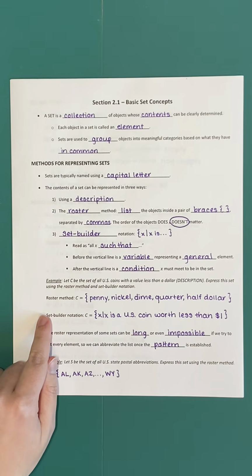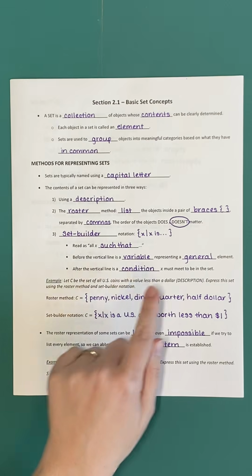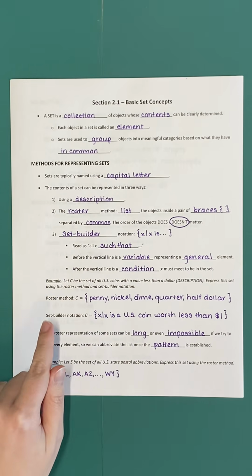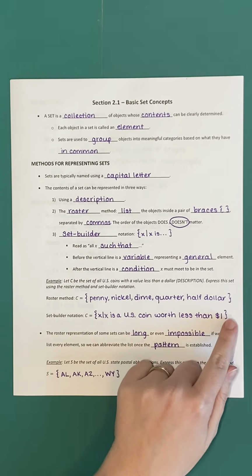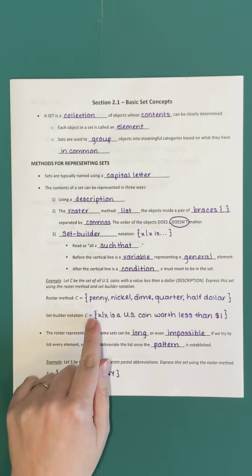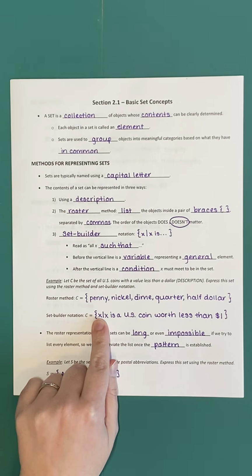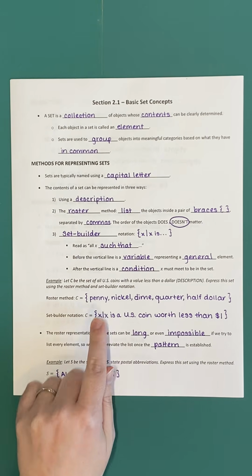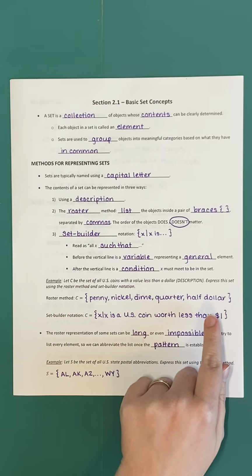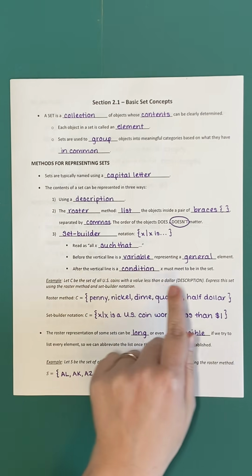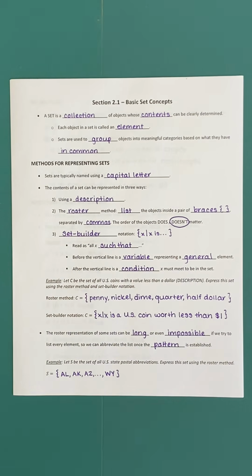Now in set builder notation, again, it's kind of a hybrid of the description and roster method. So we're going to use our curly braces again. We're going to define a general variable. Typically we just use x, but you can use anything you want. So all x such that, and then we have a condition on x. So in this case, our condition is that x has to be a US coin worth less than $1.